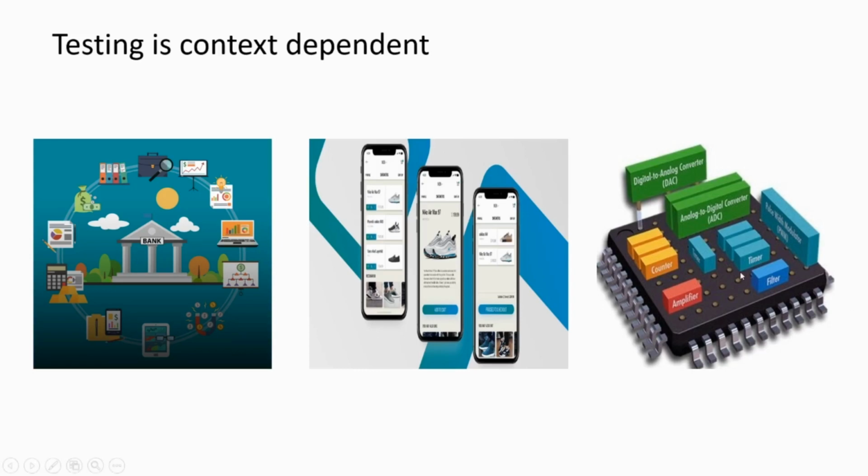For an embedded system, again, the challenge is a bit different because here we have to concentrate more on performance. Here we have to concentrate more on hardware and software interaction, and the hardware can be of different types. So for different applications, the challenges are different, and that's why the approach for testing is also dependent on the kind of application which is under test.